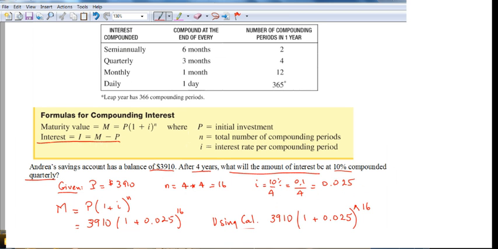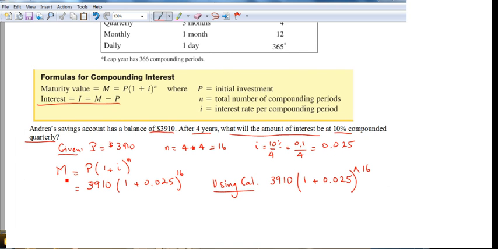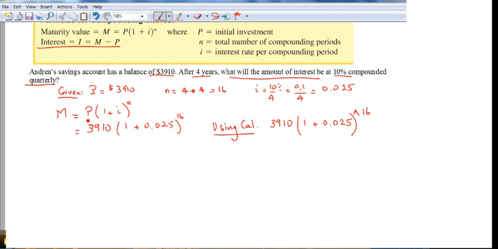And so now we're going to use the formula. The formula says M equals principal times 1 plus i to the power of n. Plug it in: principal 3,910, and 1 plus 0.025, because we found i to be 0.025, to the power of 16. Using the calculator, you enter it exactly the same way using parentheses, but some calculators have this symbol here, like a caret, to make to the power of 16. So you plug everything into the calculator, and you'll find that the maturity value is 5,804.42.